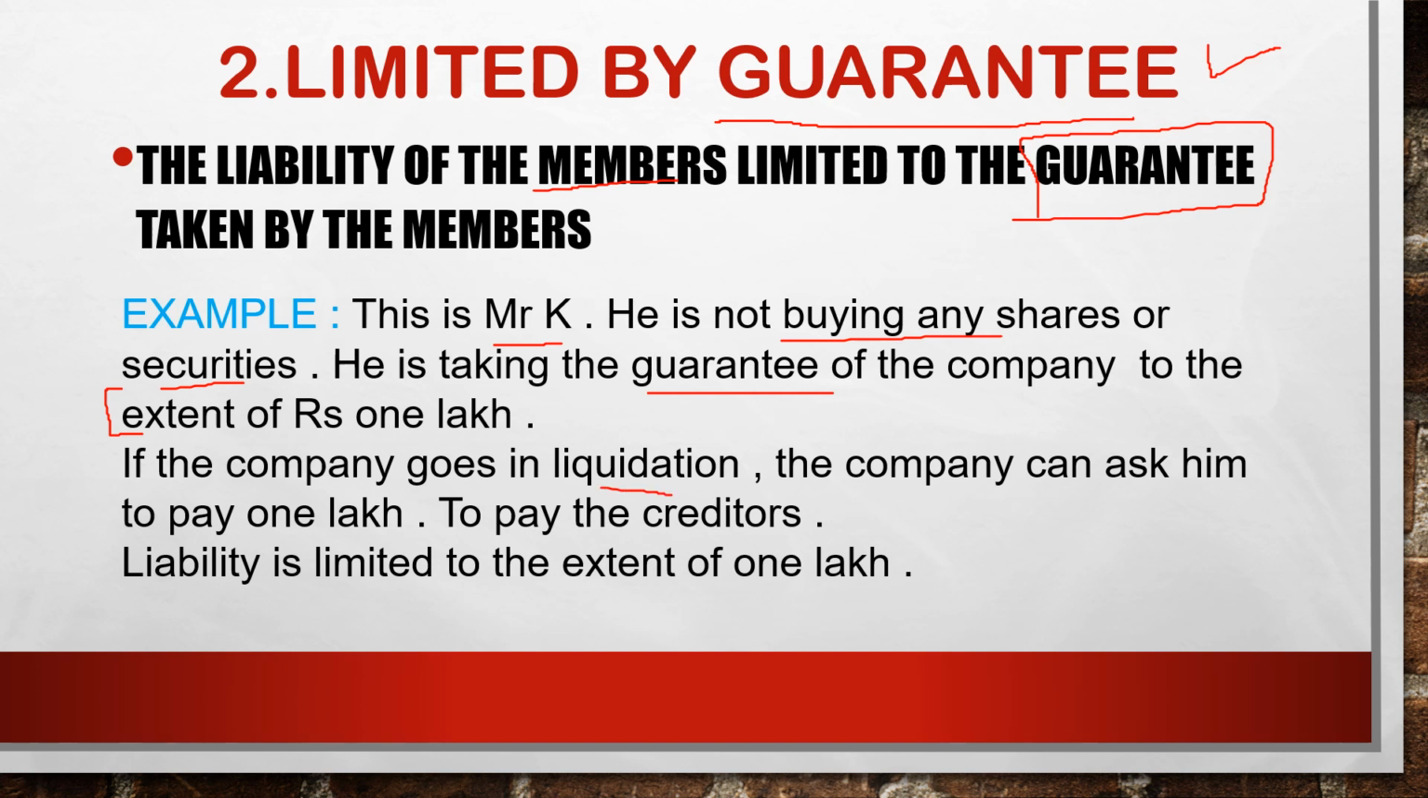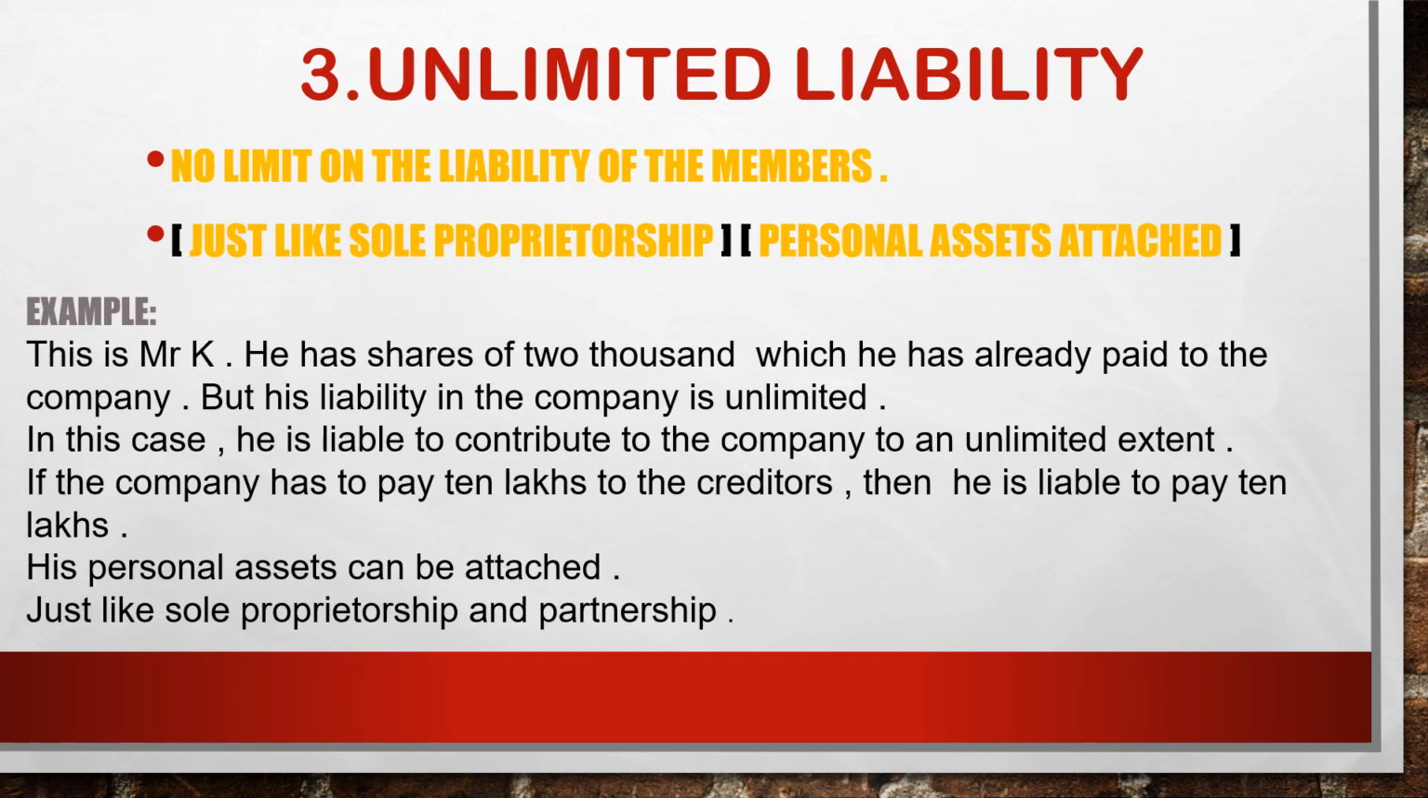If the company goes into liquidation, the company can ask him to pay 1 lakh, because the company has to pay the creditors, the debenture holders, the outsiders. But his liability is limited to the extent of 1 lakh, not beyond that. Even if the company has to pay lakhs and lakhs to the people, or the company is in great crisis, or the creditors are pulling money, Mr. K will pay only 1 lakh, because his liability is limited to 1 lakh, not beyond that. Clear?